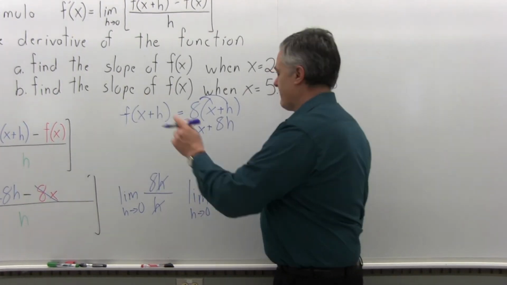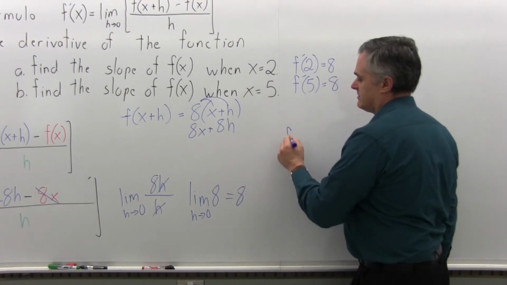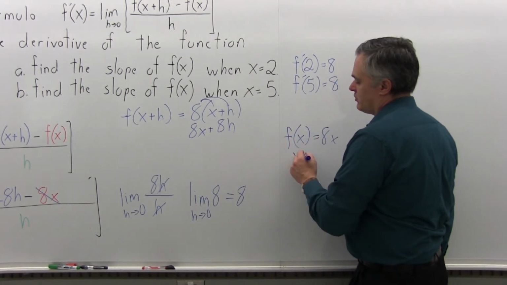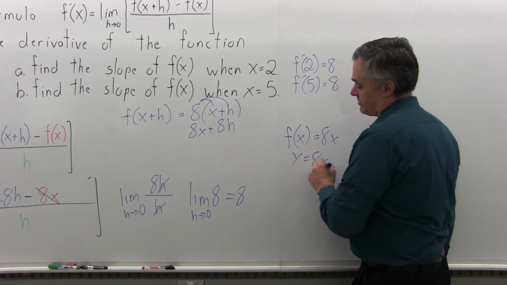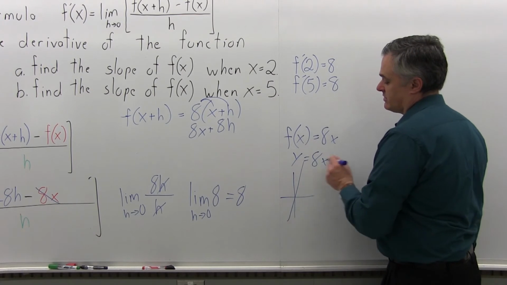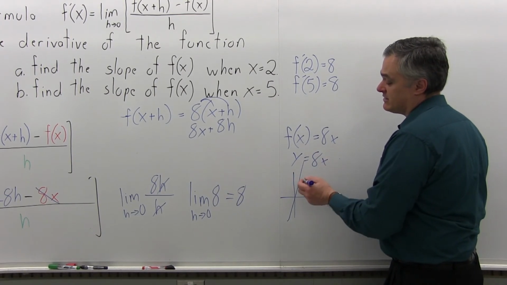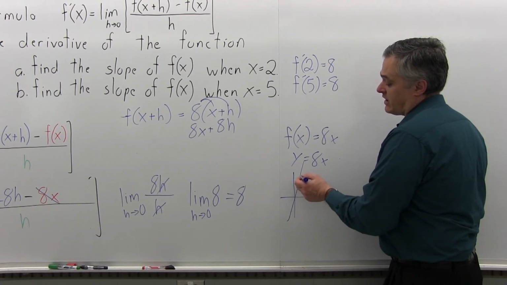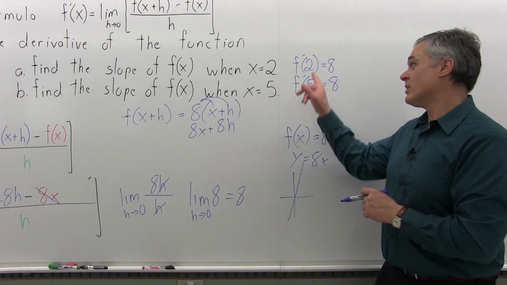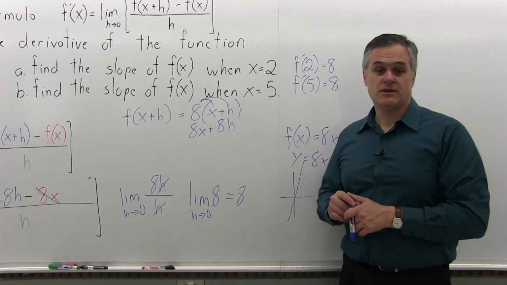So our function, f of x equals 8x, you can write as y equals 8x, or mx plus b. So it is just a straight line with a slope of 8 that comes through the origin, right? mx plus b, the b would be 0. So no matter what x value you pick, the slope is 8. It's a straight line. The slope is the same anywhere, whether I put in a 2 or a 5 or a negative 10.